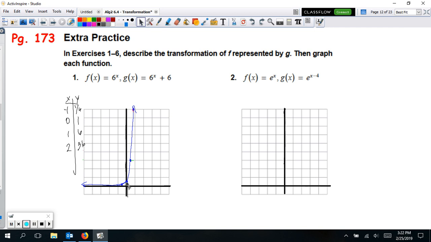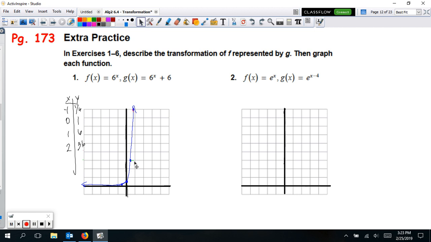So there's 0, 1 right there, half of a box. So when I'm going to -1, it's just going to be half a box this way. I'm going to be going up a little bit. Then there's 0, 1, and then there's 1 right here. We're going to go up to 6. That's 3 boxes up. 2 is 1 box this way. And we're going to be all the way up to 36. So that's going to be way up here.